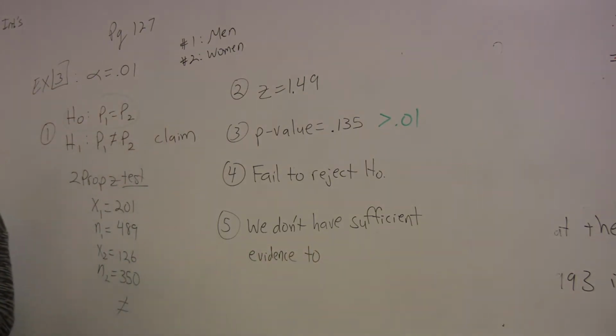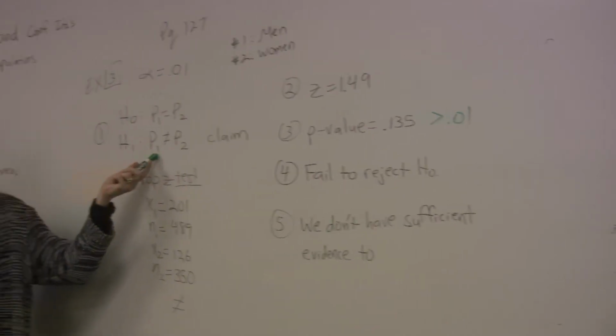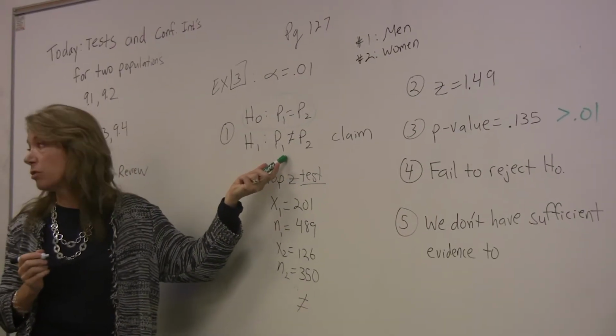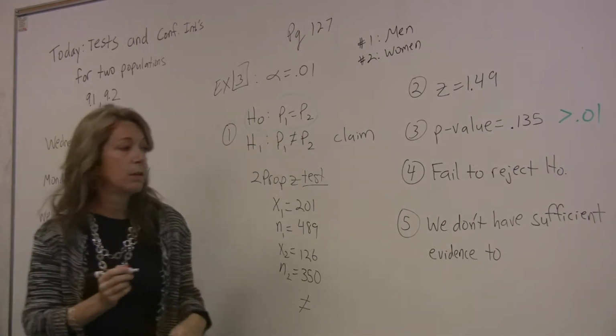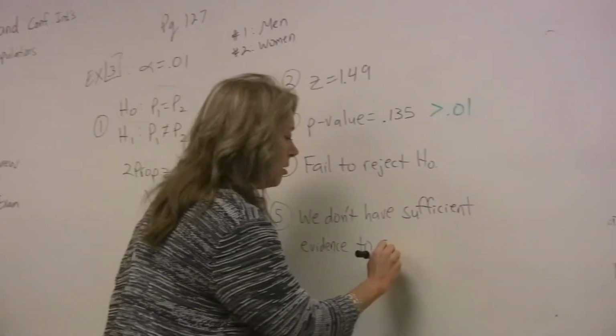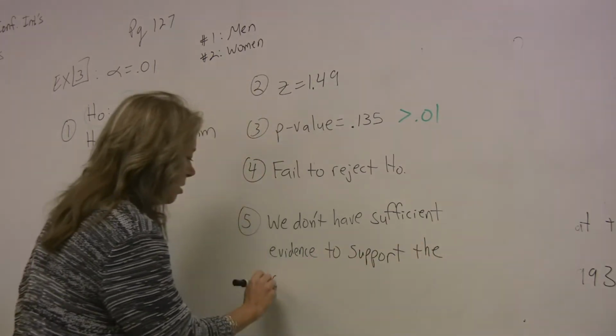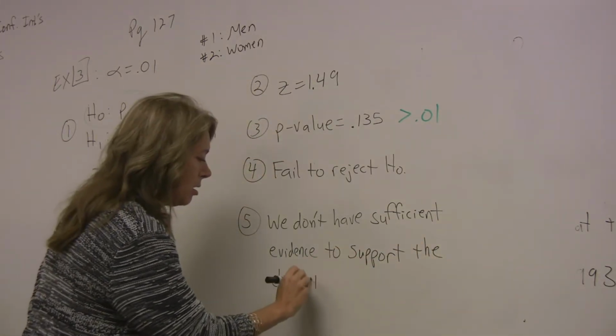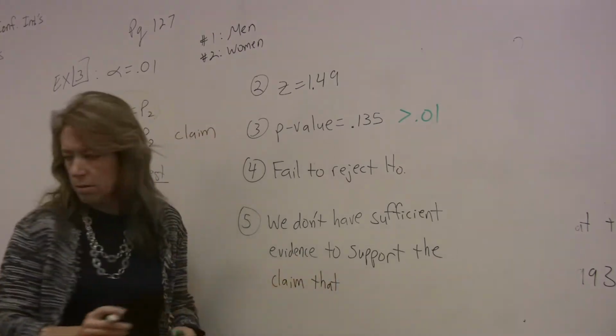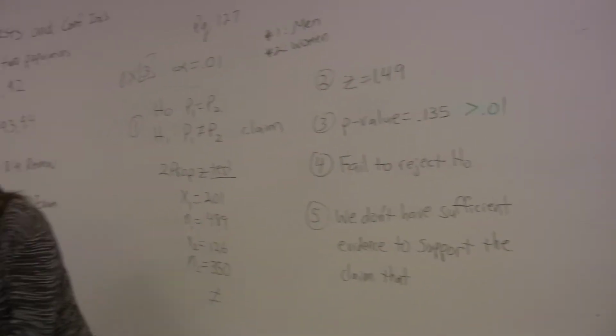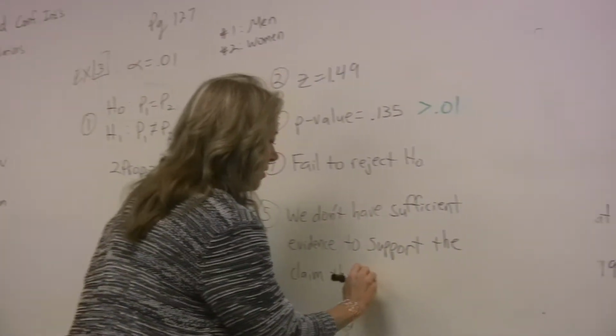We don't have sufficient evidence to support our claim, right? We can't support it because we didn't reject this one. Support the claim that men and women have different success rates.